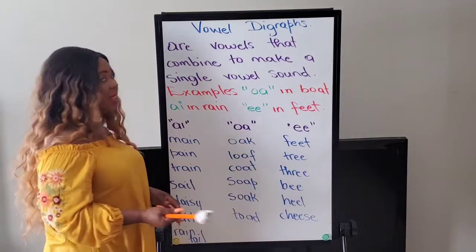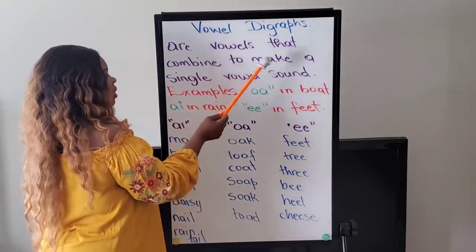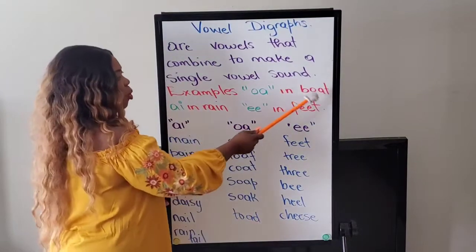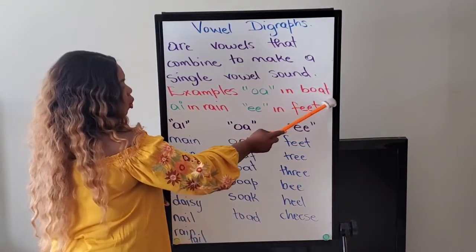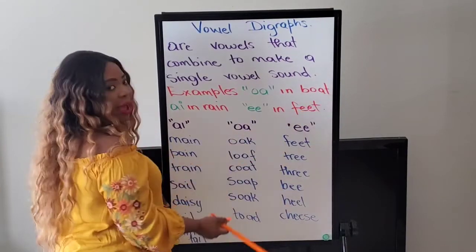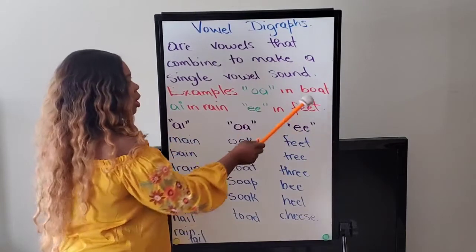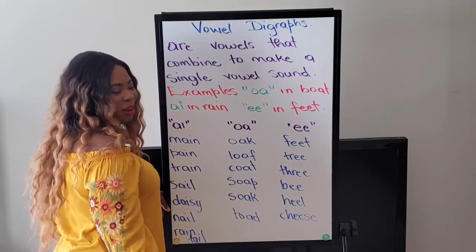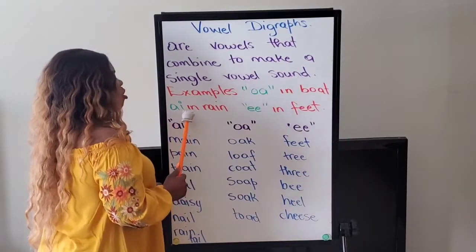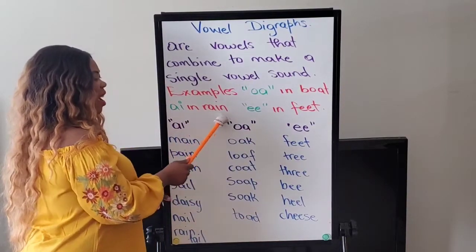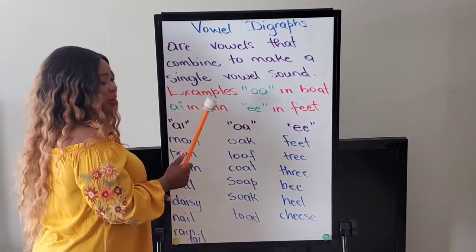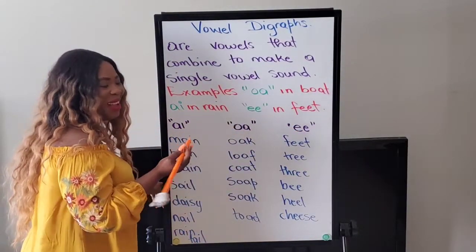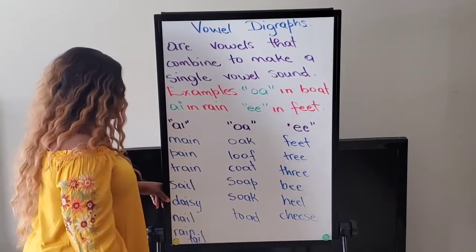Okay, so just as I said, vowel digraphs are vowels that combine to make a single vowel sound. Examples, OA in boat. Look at the word boat. Look at the two vowels. Which one will do the talking? The first one. So you'll hear this one, boat. You hear the O sound? Of course, because I taught you letter sounds, duh. All right, here goes. AI in rain. Rain. Hear the A? First one does the talking. EE in feet. Well, it's too easy, right? But yes, naturally, it's the first one that will do the talking.